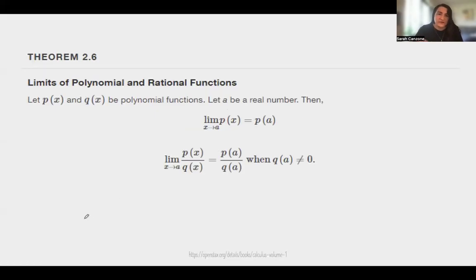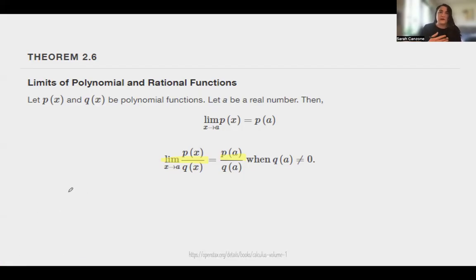All right, so here's a little theorem. Again, I think this theorem is pretty intuitive. You don't necessarily need to memorize this. So P and Q are polynomials, A is some number. Then if you have the limit as x approaches A of P over Q, all you have to do is plug A into your polynomials. And that works because polynomials are continuous functions.